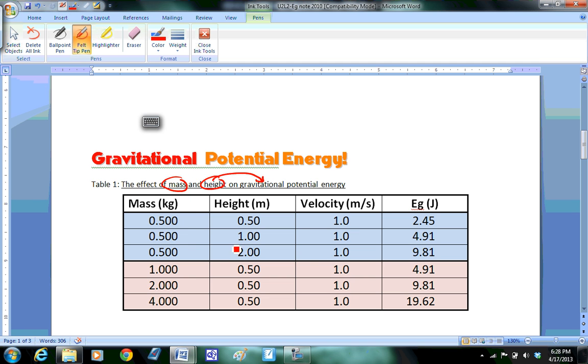So we've got the two values here. You can see here that the table is divided into two components. The top part where the mass is constant and the height is gradually changed, and we look at the effect on gravitational potential energy at the end here. We call it EG here. And then the second part where we change the mass, but we keep the height constant, and we look at the effect of mass on the EG value. So let's look at the first part here.